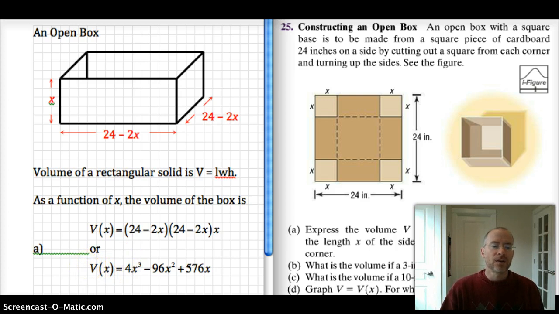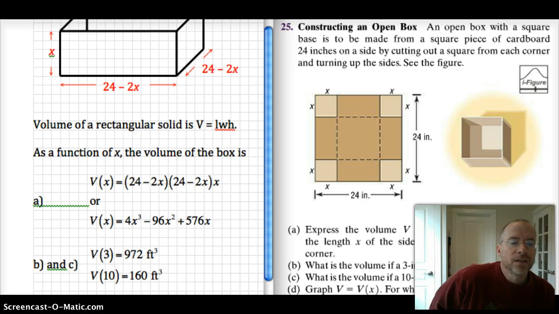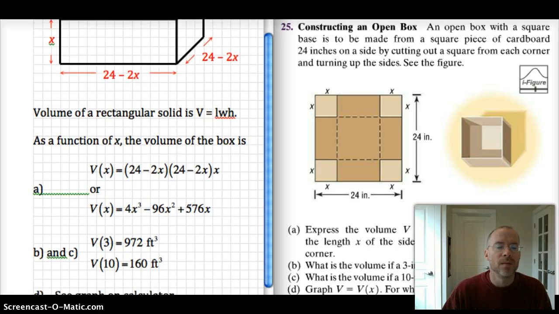Right, a function for the volume of the box as a function of just the variable, the length of the square that's cut out of the side. Then parts B and C are on the easy side, really, because they just say what's the volume when you cut out 3 inches from each corner or cut out a 10-inch square from each corner. And this is essentially just figure out V of 3 and V of 10. You can do that just by plugging those numbers in here and cranking them through. I'll confirm that in a minute, but I get 972 cubic feet and 160 cubic feet.